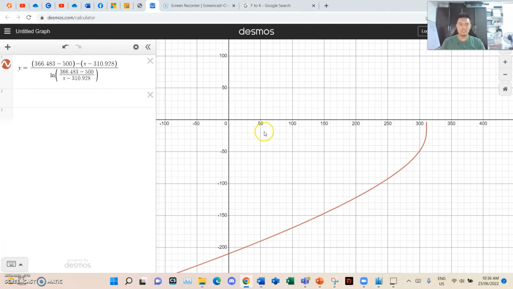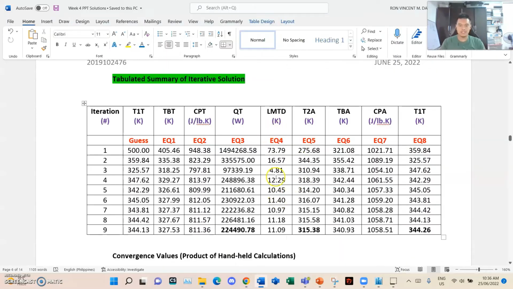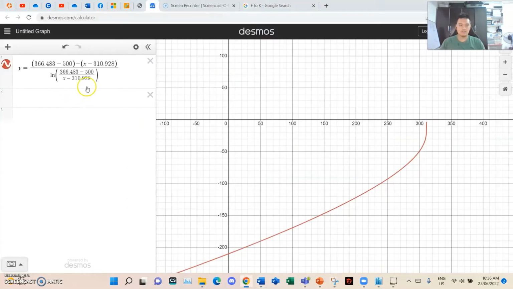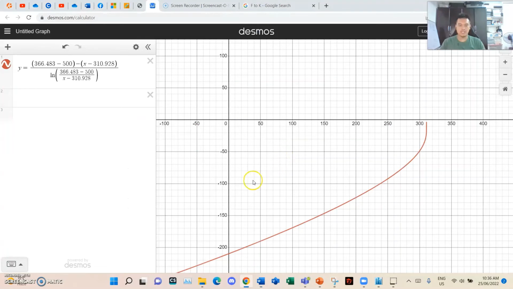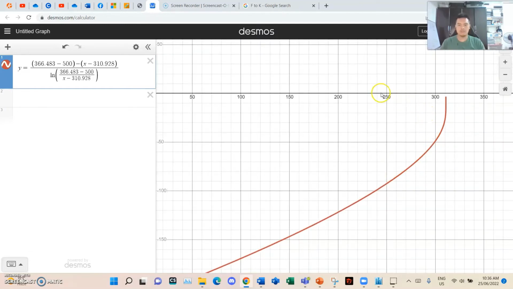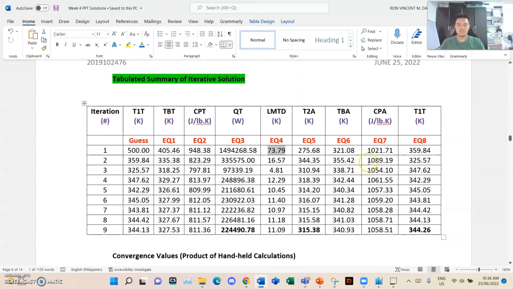Then, knowing the LMTD, I would need to find the LMTD that corresponds to that said graph. So going to the LMTD, knowing that the LMTD is 73.79, and since it's just a change, the y can also be in negative form. The important thing is that you need to find the x-axis that corresponds to the y LMTD, regardless if it is negative or positive, since it's just a change value.